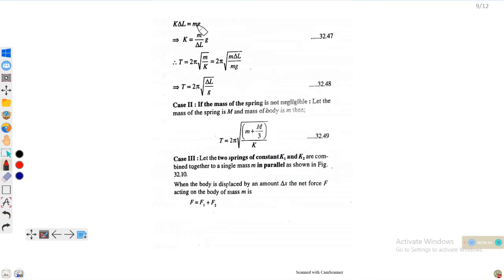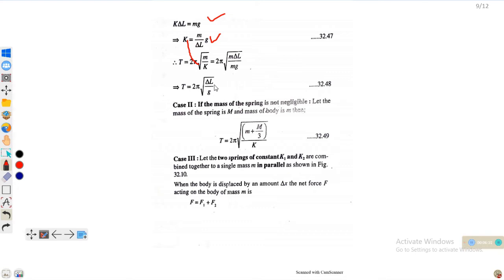k delta L is equal to mg, and we can find the spring constant k is equal to m over delta L into g. We know that the time period is equal to 2 pi root m over k. We are first not given the spring constant. Now we have an expression for the spring constant. If we put this value of k here, we will get 2 pi root m into delta L over mg. m will cancel with m, and the time period is equal to 2 pi root delta L over g. It means we can find the time period if we are not given the spring constant, but we have a spring system.